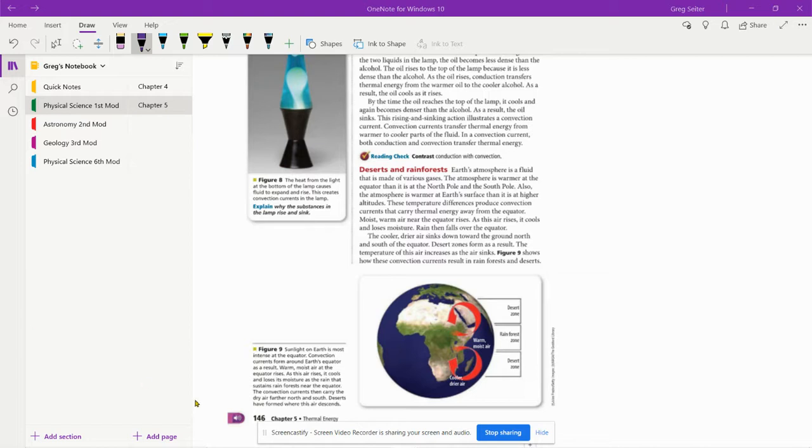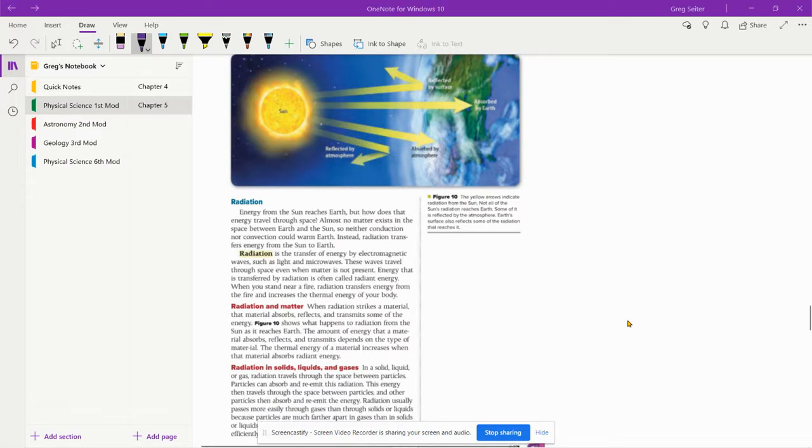So that's what it's explaining right here, about convection currents in the air and how it affects our planet. If you notice here in Africa, we have deserts and a nice lush green jungle in the middle. That's due to the convection currents.